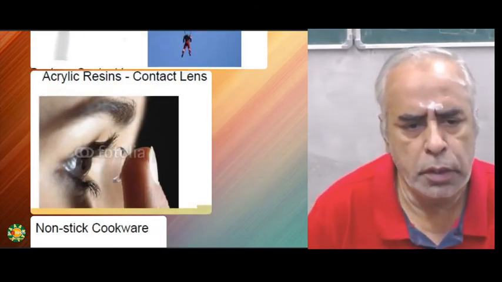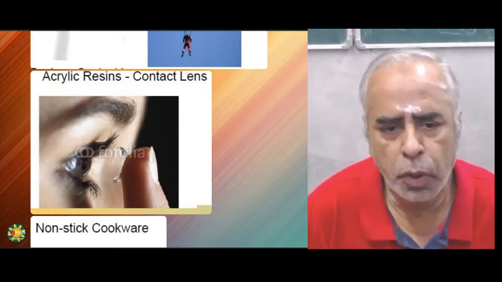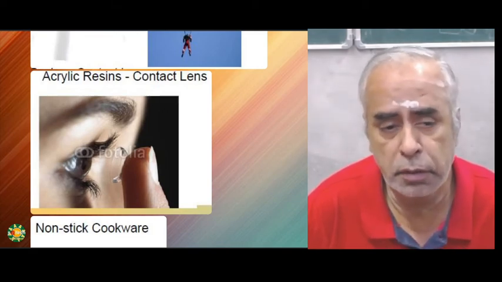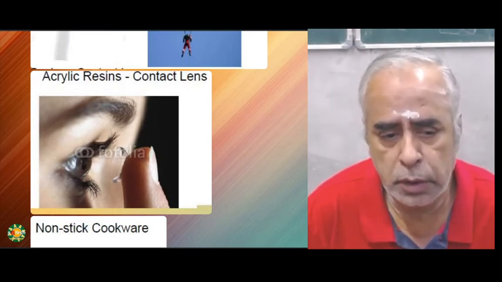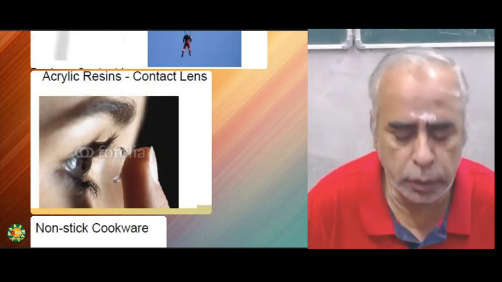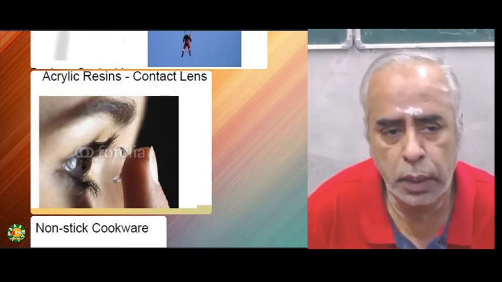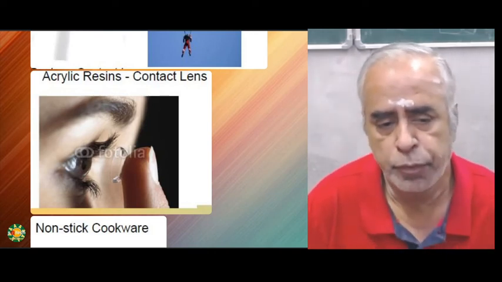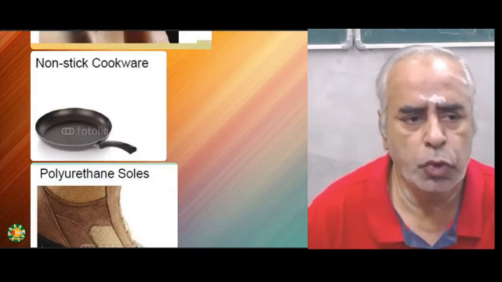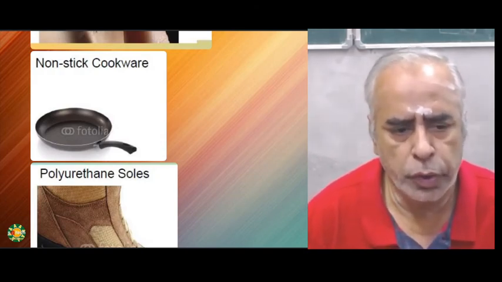And when you consider contact lens, you may wonder if it is a polymer. When I say it is an acrylic resin, you would have thought that it is some other material, but this is nothing but a chemical, basically an organic polymer made out of acrylic compounds, acrylic monomers, and they are called acrylic resins. So the contact lens. And you are very familiar with non-stick cookware, and that is basically an organic compound.